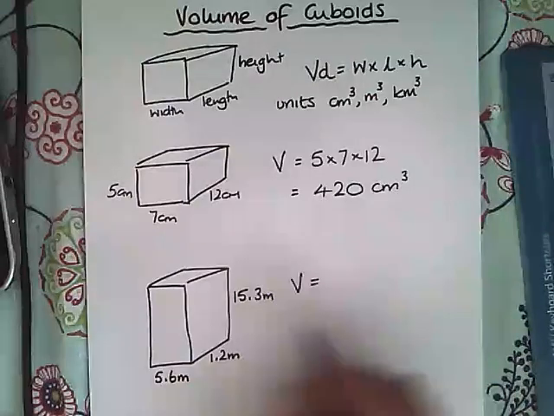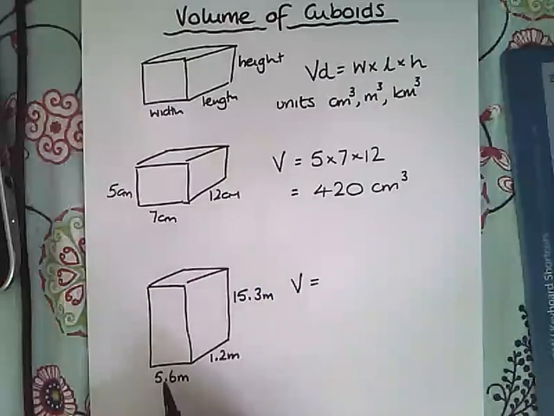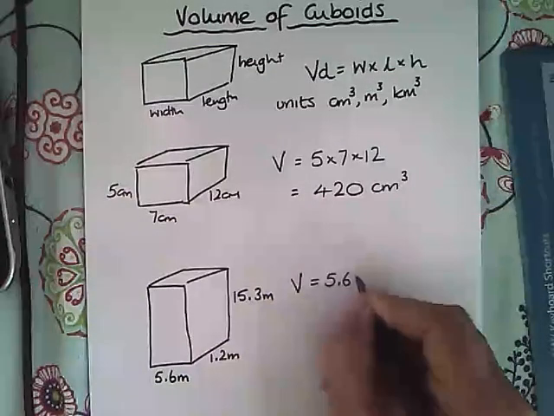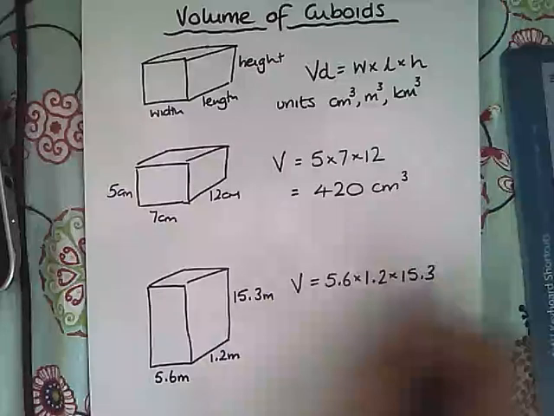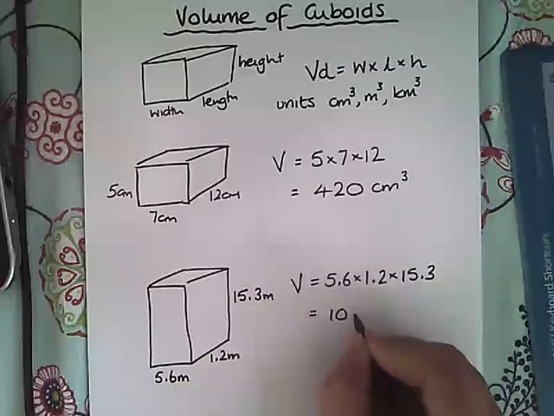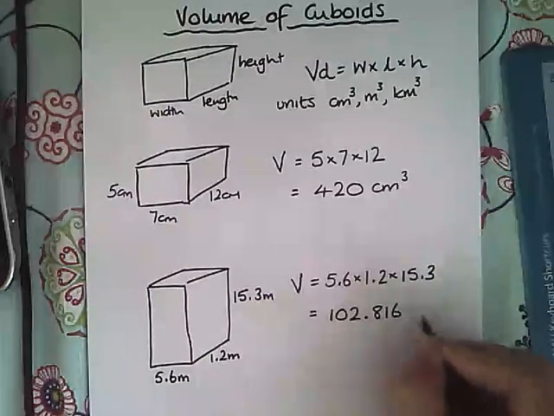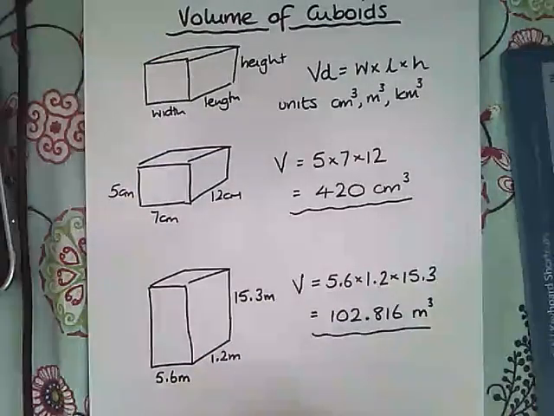If you're given extra lengths, like if you're told the height is 15.3, and it's also 1.2 along here, you still only need to use 3 of those measurements. So you might not need to use all of the measurements that you're given on a diagram. So we write down 5.6 times 1.2 times 15.3, and then pop that into our calculator. 5.6 times 1.2 times 15.3 gives us 102.816, and in this case it was metres cubed. It was centimetres cubed in the first one, and this time it's metres cubed.